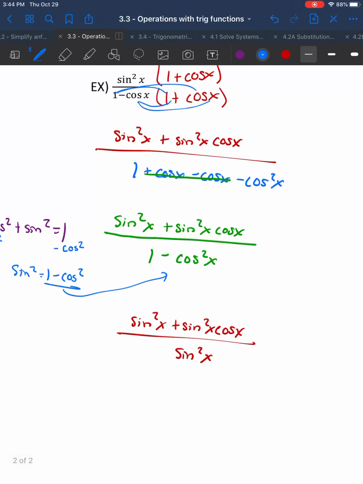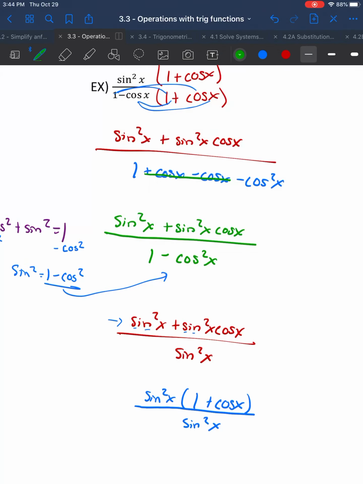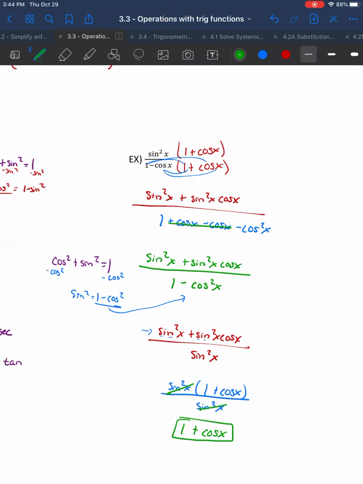All right, I realize that looks uglier than what it started, but now I see something. I'm going to go back to my numerator and I'm going to undistribute. I'm going to pull the sine squared back out so that this says sine squared times 1 plus cosine. I'm kind of backpedaling a little bit, I realize. The reason why I wanted to do that is because now, by factoring that sine squared out, I can cancel a sine squared in both the numerator and the denominator, leaving me with 1 plus cosine of x.